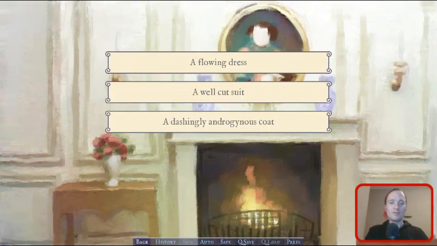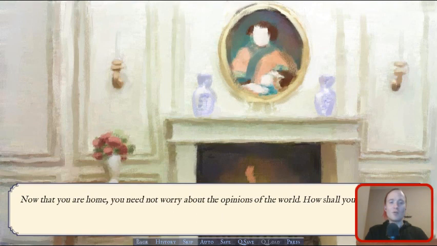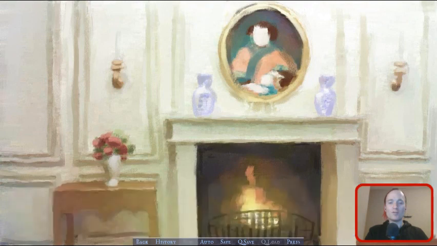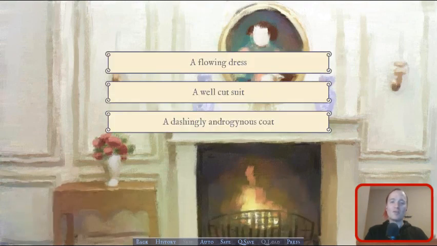Oh, what do we want to wear? Now that you're home, you need not worry about... androgynous coat, of course. You need not worry about the opinion of the world. How shall you dress?